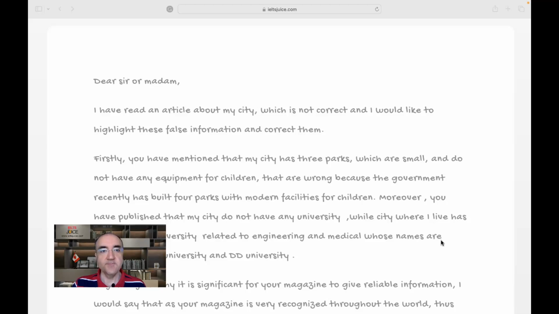Dear sir or madam, I have read an article about my city, which is not correct. I wouldn't put a comma here, before "which is not correct". And I would like, I need a comma here, and I would like to highlight these false information. Now, information is an uncountable noun. So you need to use this information and correct it.